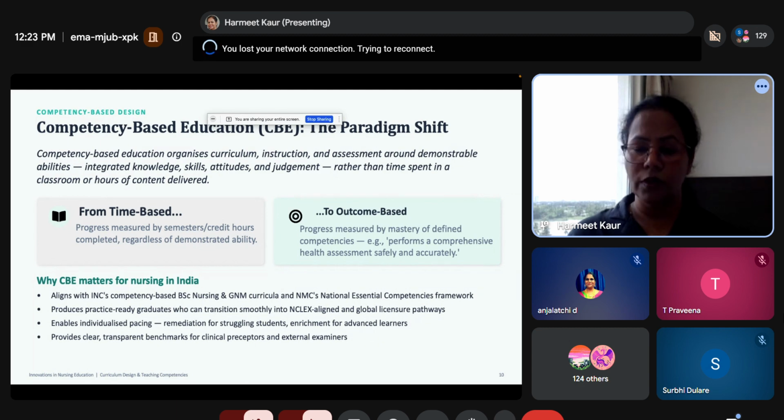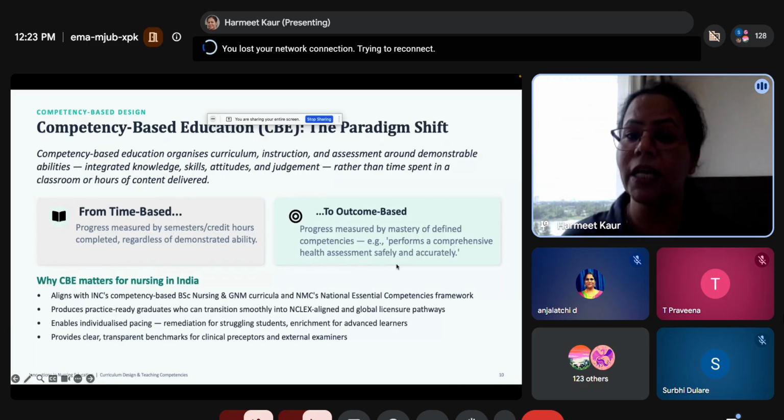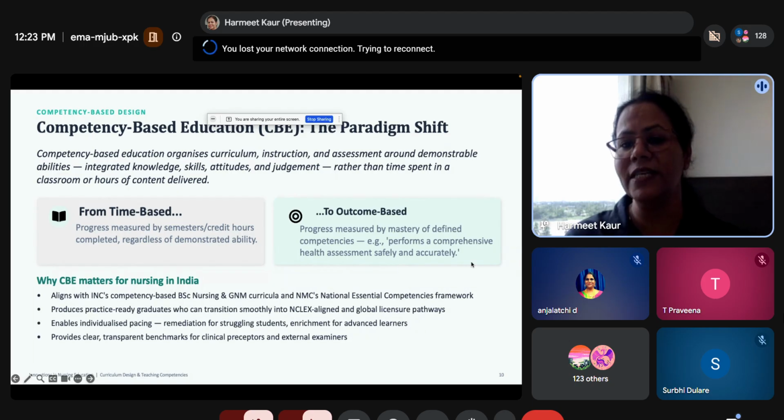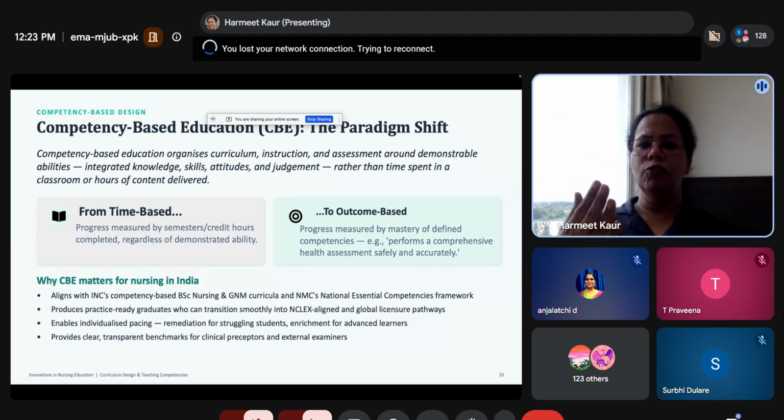For example, whether the student is able to perform a comprehensive health assessment safely and accurately. It means the student has mastery in comprehensive health assessment. So here we have to be outcome based, where, like, we have logbooks. What do we do in the logbook?